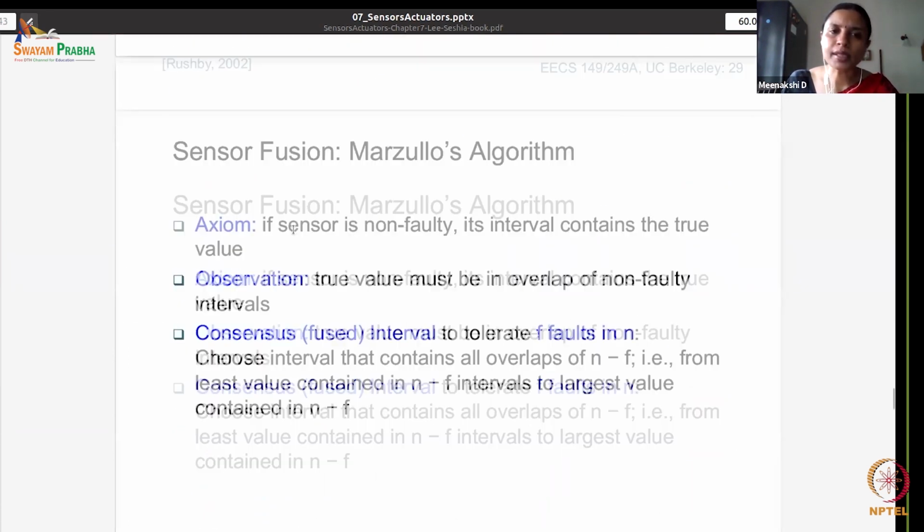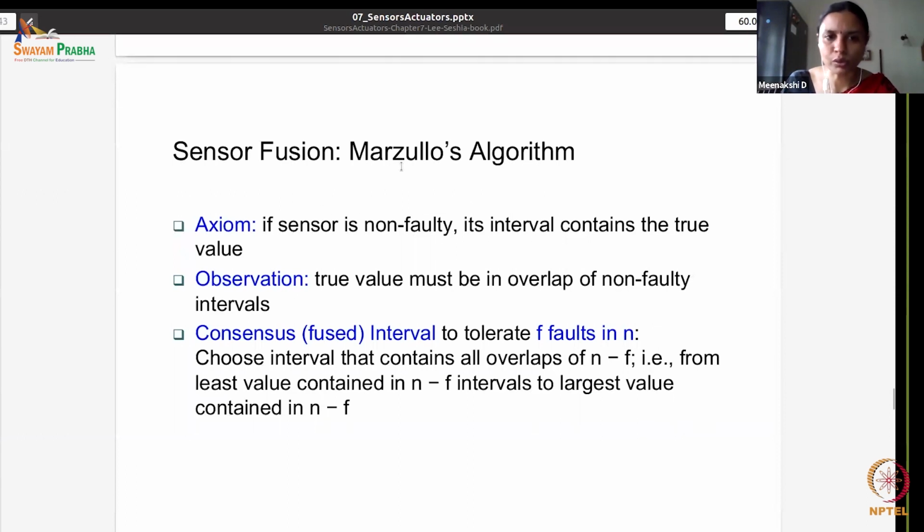So, one of the popular sensor fusion algorithms is Marzullo's algorithm. I will just tell you what it is; I won't go through the details. The premise, or the axiom, by which the algorithm works is that if a particular sensor is non faulty, then assuming that we do interval measurement, its interval contains the true value. Based on what I observe, I should be able to conclude that the true value must be overlapping in the non faulty intervals.